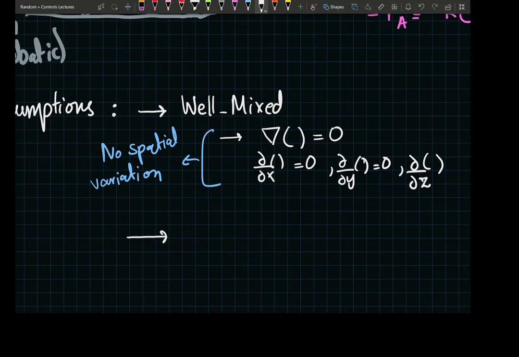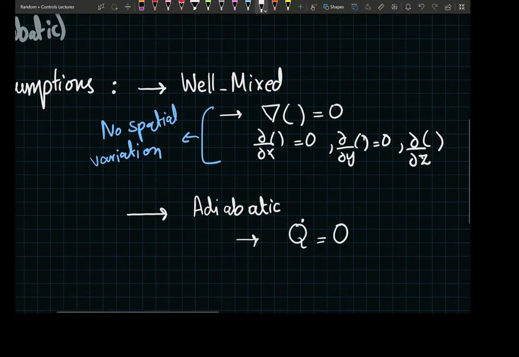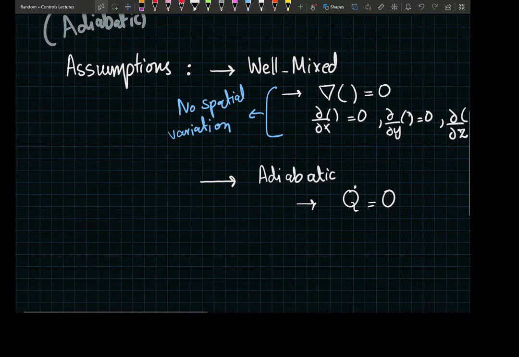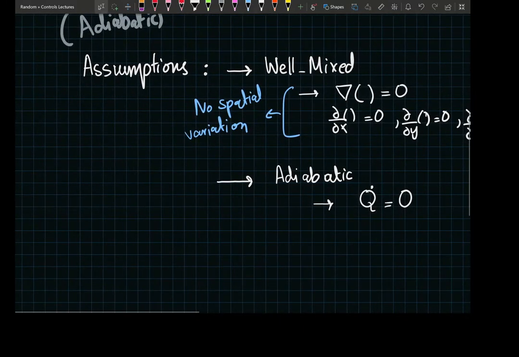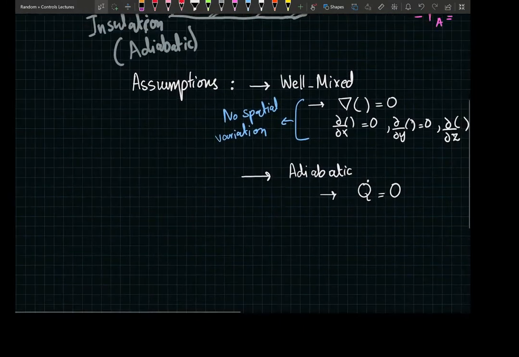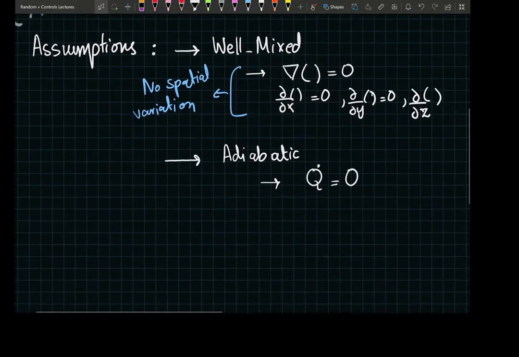Now we also have adiabatic. That's how you pronounce it. And the implication for that is the heat transfer is going to be 0. The rate of heat transfer with the surroundings is going to be 0. There's no heat addition, no heat removal from the system. With these assumptions, let us begin our model.